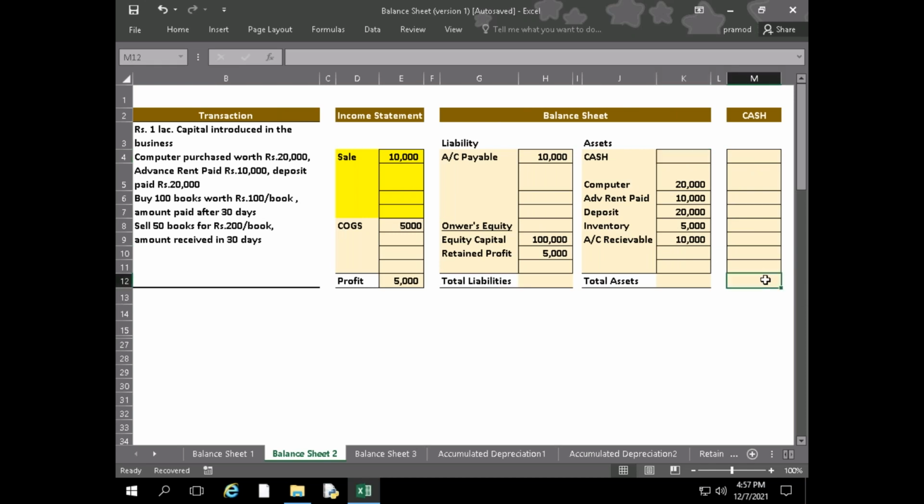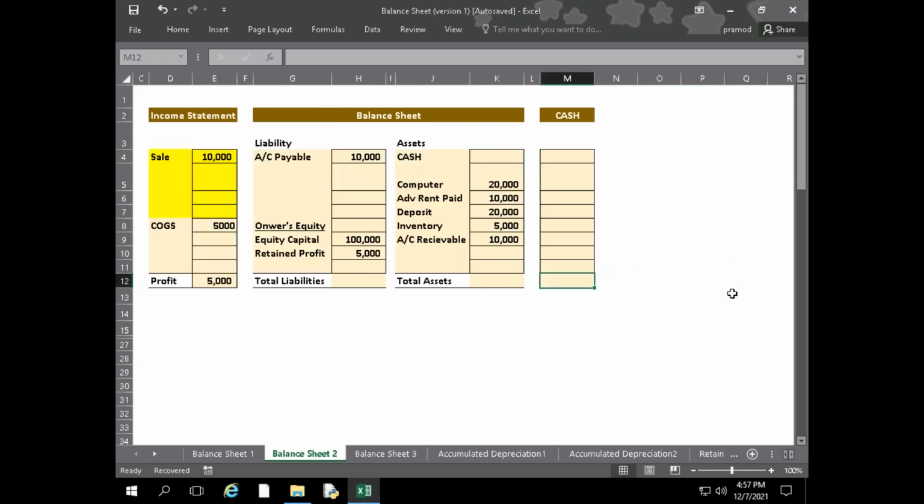This cash should be taken from the particular cash flow. So here what you need to do is find out what are all the positive cash flows and negative ones. Now when it comes to the capital equity, that 1 lakh I'll take. In that, computer and rent and deposit should be minused. So I need to take the minus amount. It should be within the bracket, minus 10,000. Now you can select the cell value also, minus.